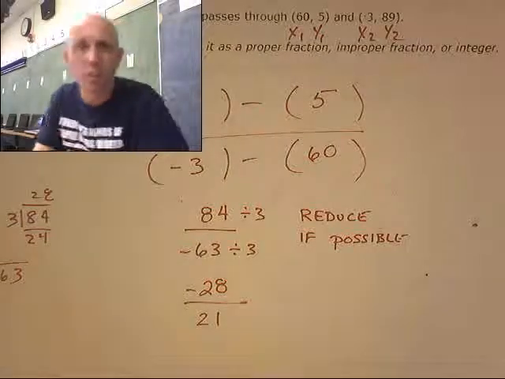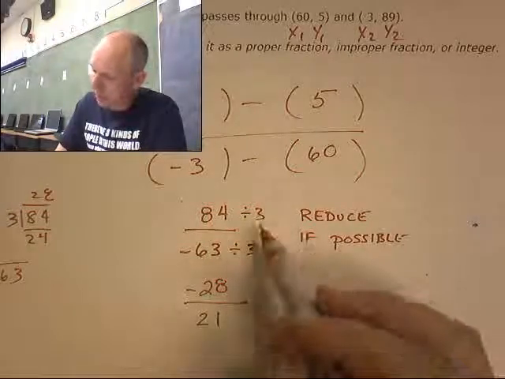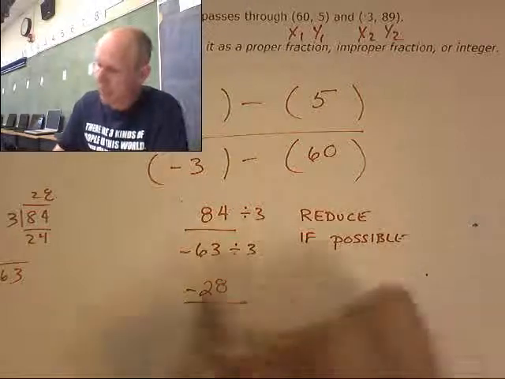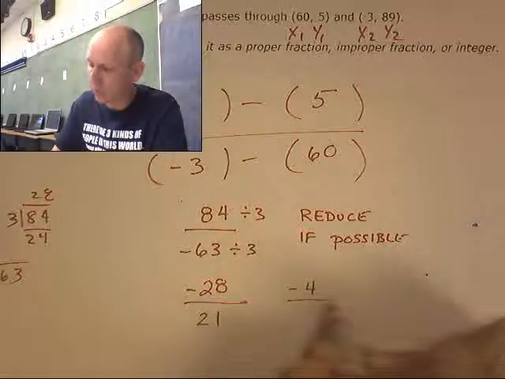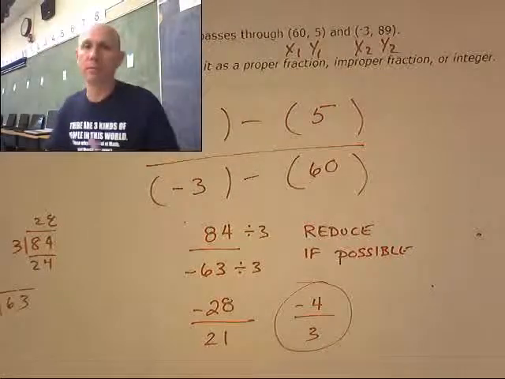That reduces even more, doesn't it? I know I'm spending all this time reducing a fraction. Okay, that reduces more. This can reduce by 7. 7 goes into this 4 times. 7 goes into that 3 times. There we go. Negative 4/3. Reduce if possible.